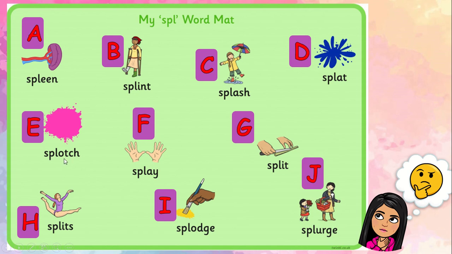Now let's try to read splotch. Spl-o-tch. I told you yesterday that TCH makes the ch sound. TCH together makes the ch sound. So that is splotch. Letter F, we have splay. Splay. Read together. Splay. Letter G, we have the word split.